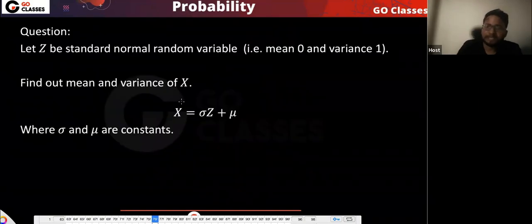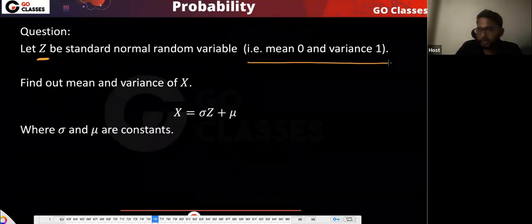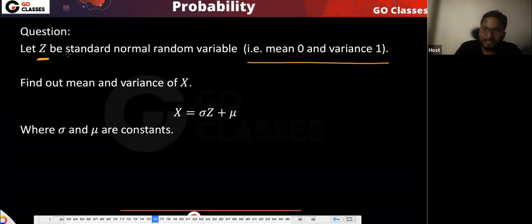So let's see this question, and then we will come back to the relationship between the standard and normal distribution. Suppose Z is a standard normal random variable. They need not give you that mean is 0 or variance is 1, but they have just given it. So if Z is a standard normal random variable, then from here you should be able to infer that mean is 0 and variance is 1. So they are saying that Z has expectation 0 and variance of Z is 1.